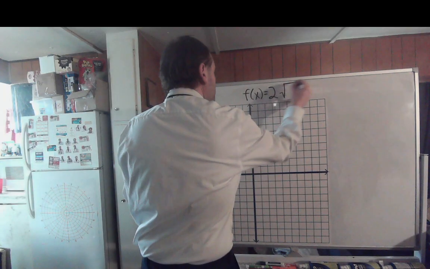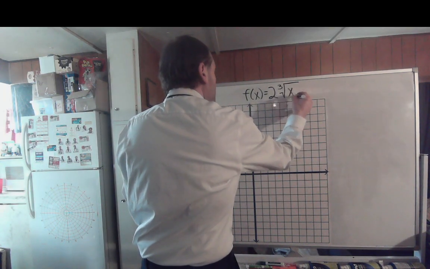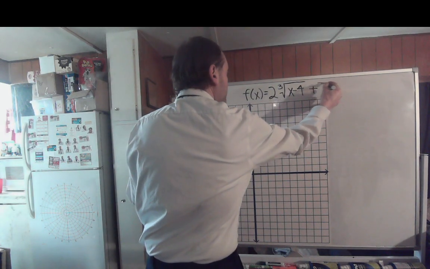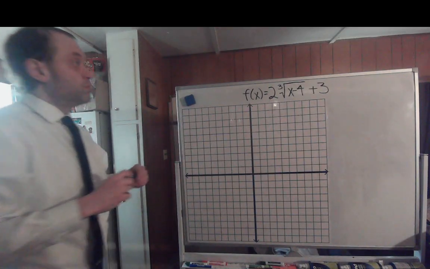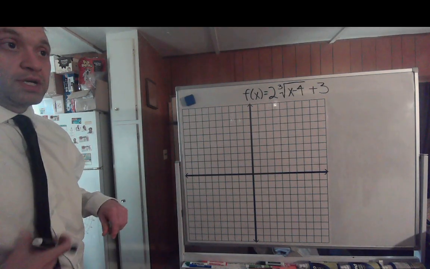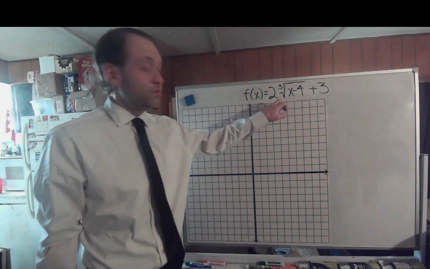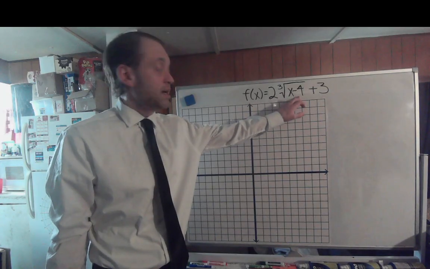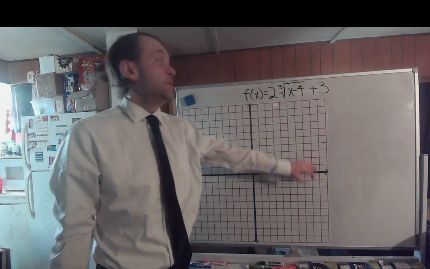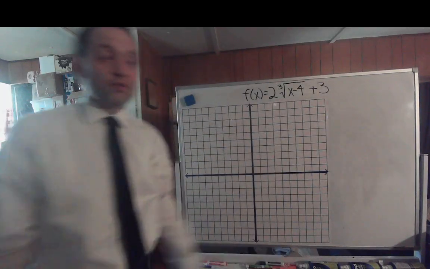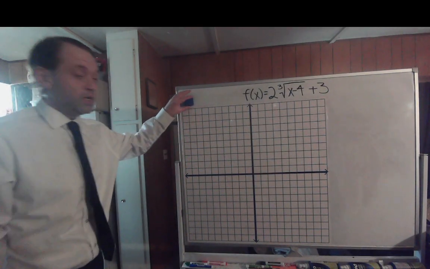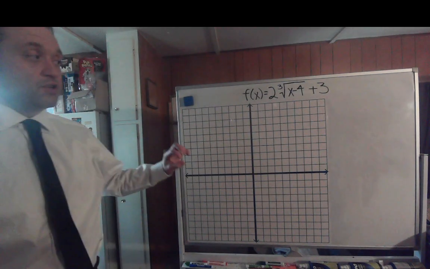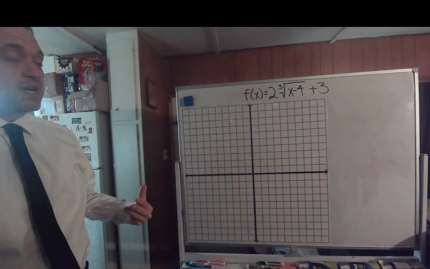2 times the cube root of x minus 4, that whole thing, plus 3. So we got 3 things going on with this one again. So f of x equals 2 times the cube root of the quantity of x minus 4, that 4 being underneath the radical. Then you have a plus 3 outside of the radical. So we got 3 things going on. This is going to be vertically stretched by a factor of 2, which means a horizontal shrink by a factor of 2.